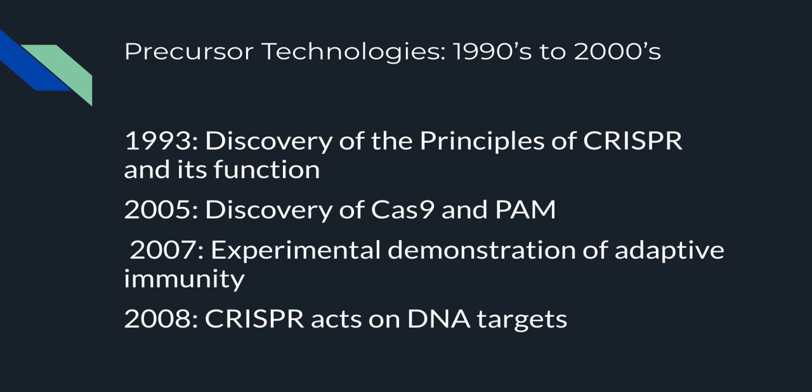In 2005, the discovery of Cas9 and PAM was made. This was done by Alexandre Bolotin, a French researcher at the French National Institute of Agricultural Research, who was studying bacteria.